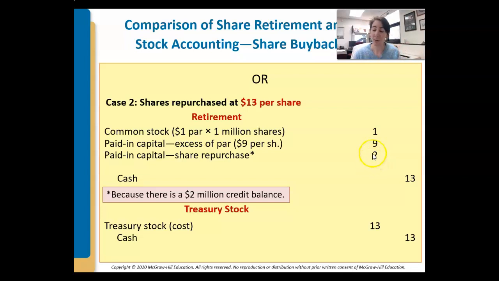But then I'm still in the hole, right? I'm only at 12 here and I'm at 13 here. So where do I get that extra $1 from? It's going to go against my retained earnings because I'm basically spending my money here, my retained earnings, to repurchase that stock. So now I reverse the original transaction.